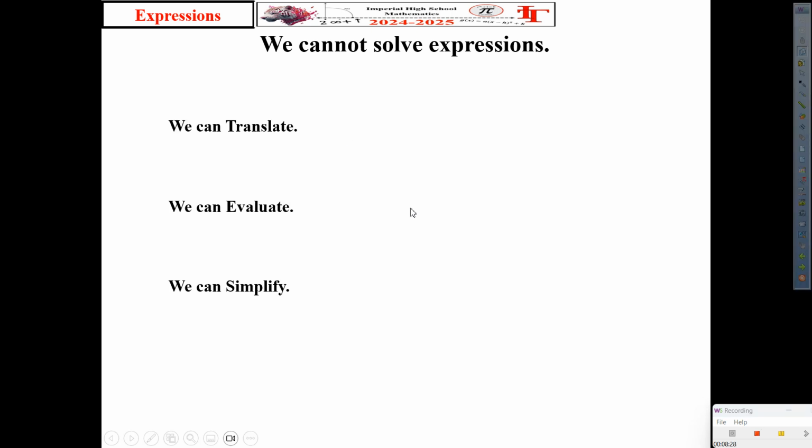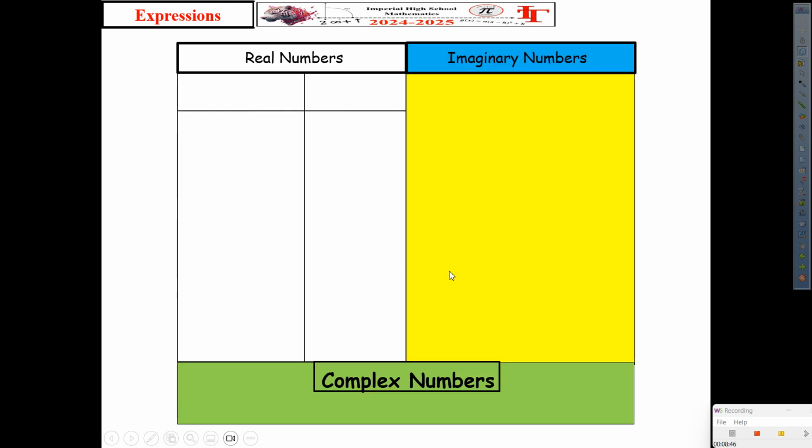Translate, evaluate, and simplify. Some of you wrote it in a different order. That's fine. But those are the three things that we can do. Why? Because they're not equations. That means we can't solve them, right? All right. Good. So far, so good.